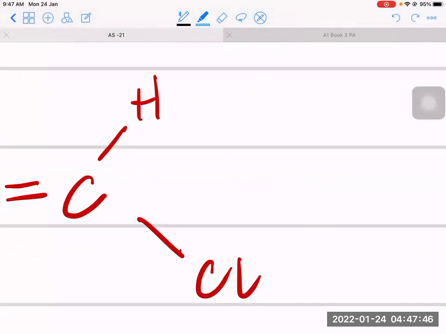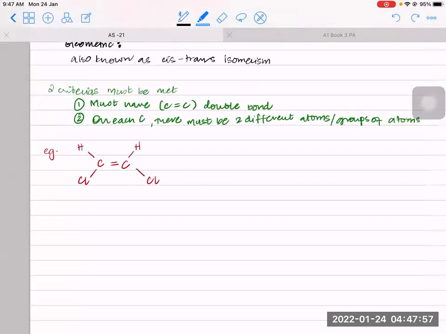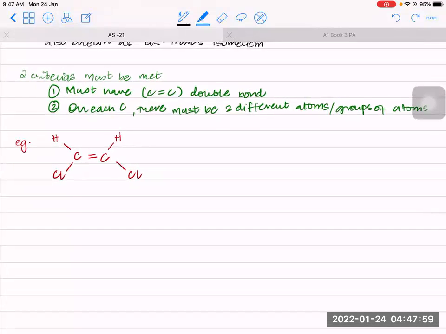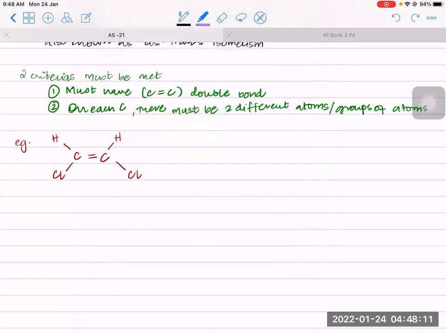Let's look at this one. On this carbon also, do you see you have two different atoms, H and Cl? So on each carbon, do you have two different atoms? Yes. So can this show cis trans? Yes. Now how will we know what is cis and what is trans? If both the carbons have something common or a similar atom. Do you see they have similar atoms on each carbon? This also has an H, this also has H, this also has a Cl, this also has.